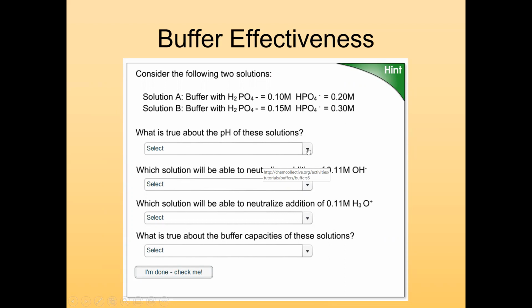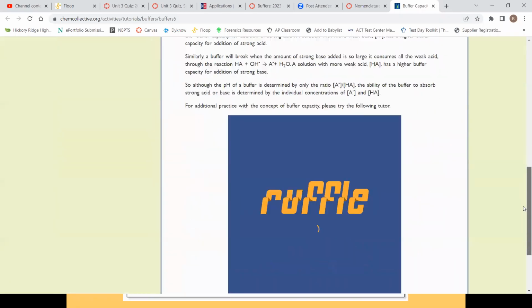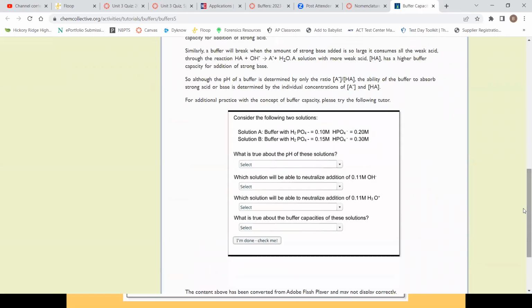So looking at what is true about the pH of these solutions, they are the same ratio. Therefore, they should have the same pH. So if they are the same ratio, they will have the same pH.